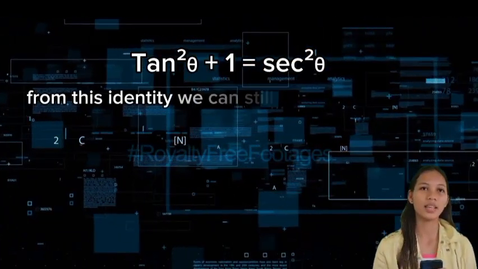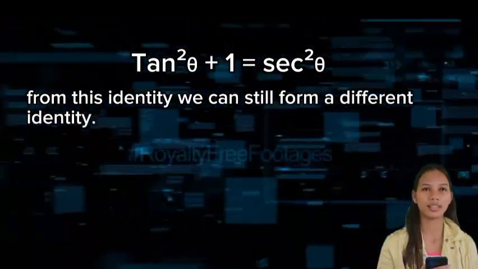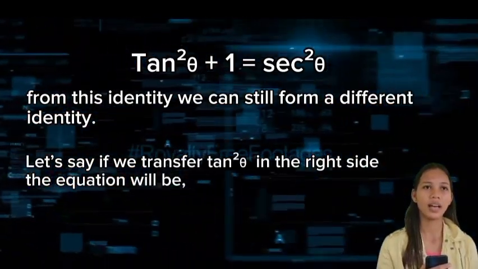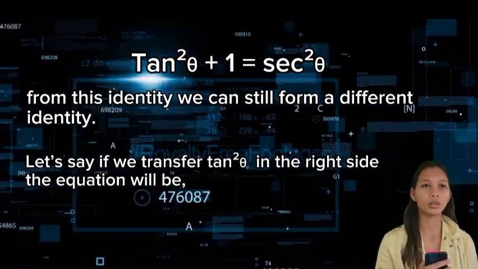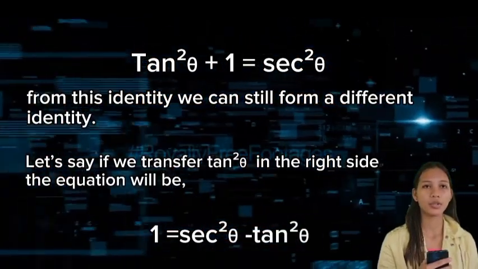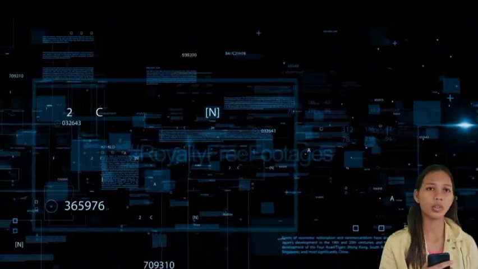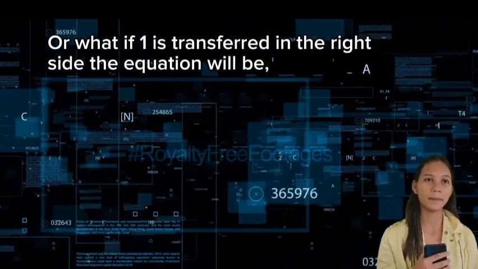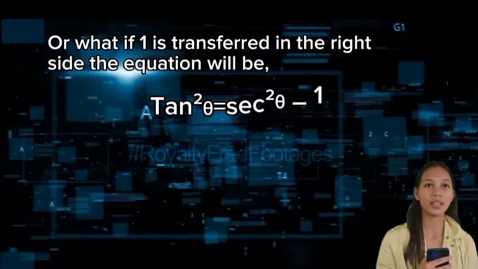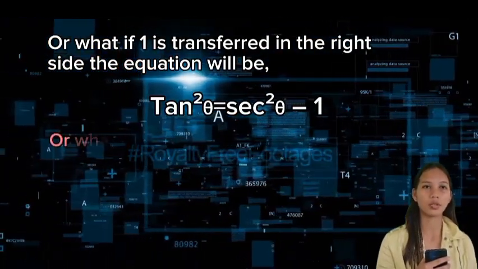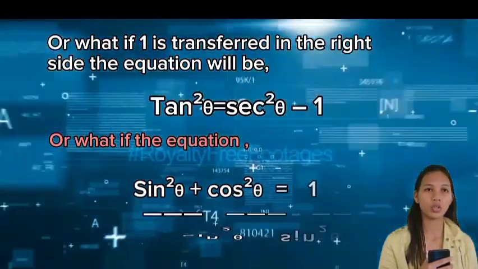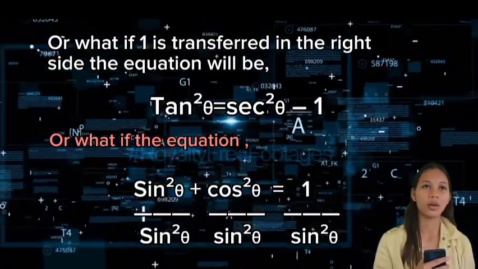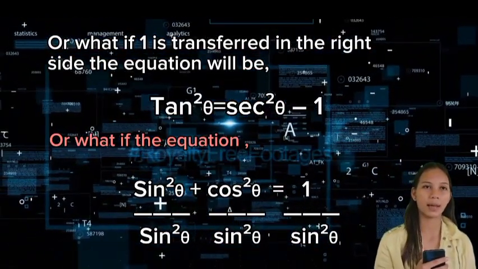From this identity, we can still form a different identity. Let's say if we transfer square root of tangent theta to the right side, the equation will be 1 is equal to square root of secant theta minus square root of tangent theta. Or what if 1 is transferred to the right side of the equation, it will be square root of tangent theta is equal to square root of secant theta minus 1. Or what if the equation square root of sine theta plus square root of cosine theta is equal to 1 will be divided by square root of sine theta.